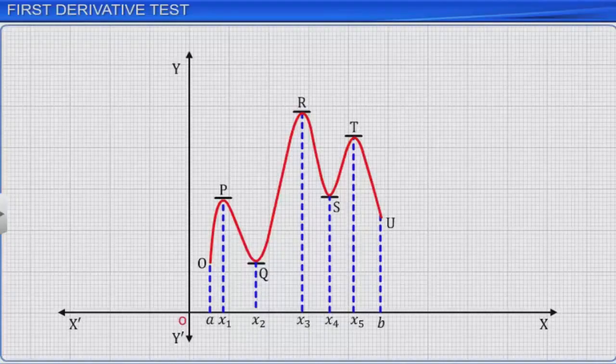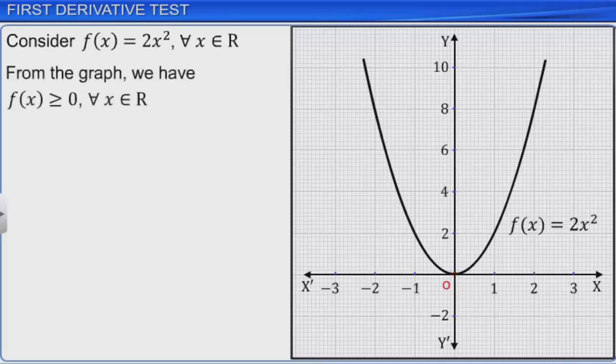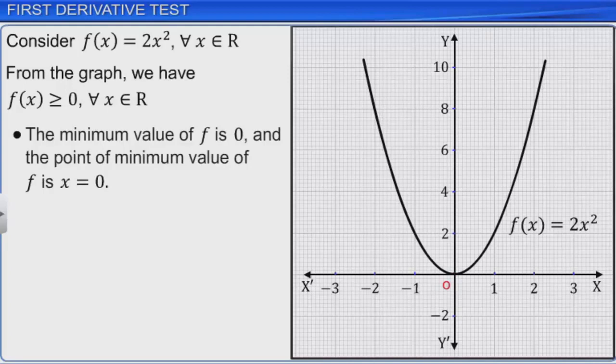In the previous lesson, we exhibited that the graphs of certain functions help us to find the maximum value and the minimum value of those functions. For example, from the graph of f of x equal to 2x squared, it can be easily deduced that the value of the function f at point 0 is 0, and that the value of the function is always greater than or equal to 0 for all real values of x. This means that the minimum value of the function is 0, and the point of minimum value of f is x equal to 0.